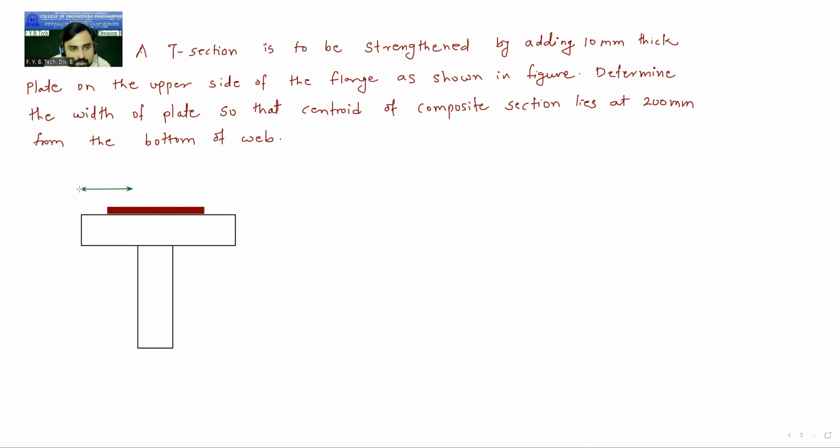So the dimensions are: the total flange is 200 mm. Then the thickness of the plate, this thickness, it is not visible, so what I will do, this thickness is how much? It is 10 mm. Then this is 20 mm. The depth of flange is 20 mm. Then the width of web is also 20 mm. And the height of web is 250 mm. So this is 250 mm and this is 20 mm.